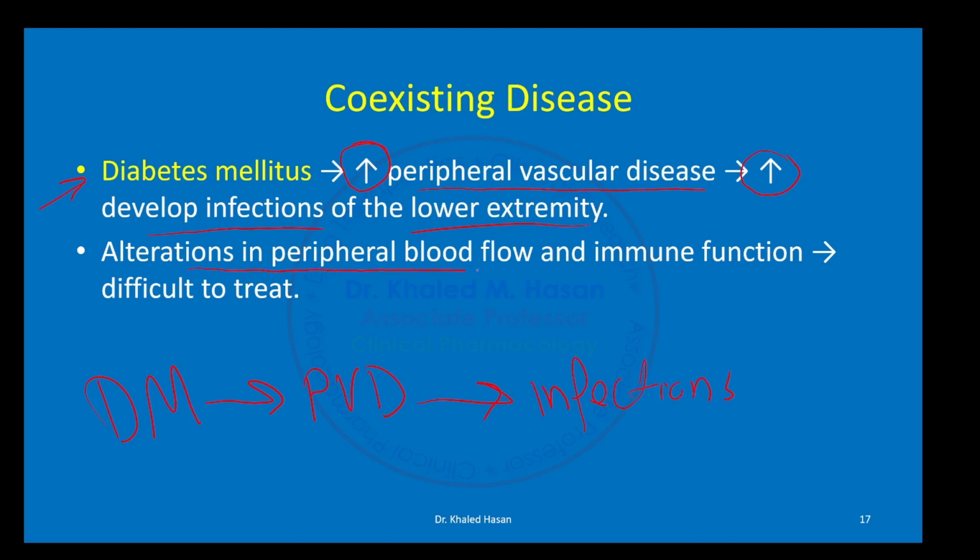Changing peripheral blood flow. If the blood flow changes, the immune function will be changed. So here we have diabetic patients at risk from infections, and we have two things. The immune function will be affected, and we have decreased peripheral blood flow. When we have these two issues, impaired blood flow and impaired immune function, we are going to have infections that are difficult to treat. So we need to take this into consideration.